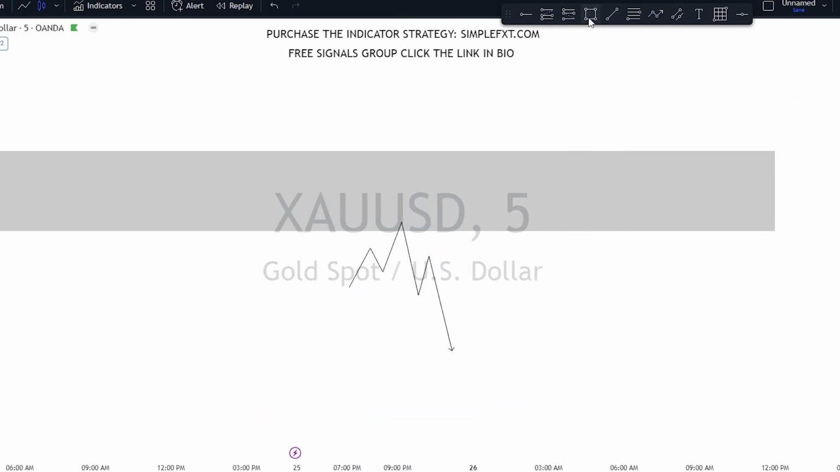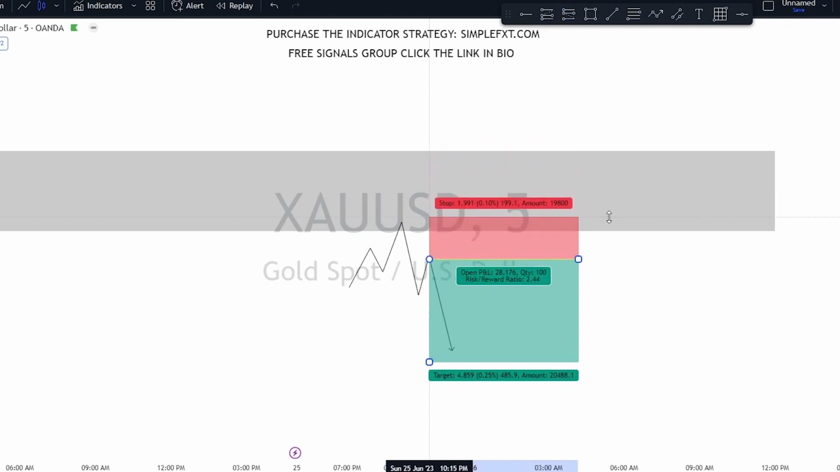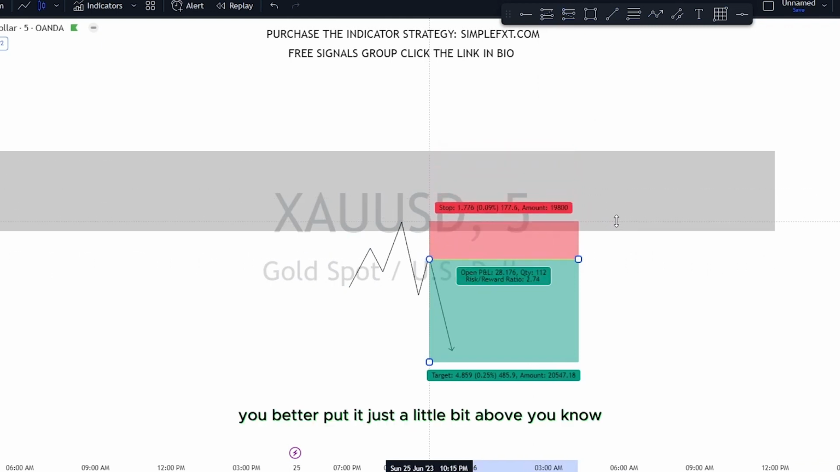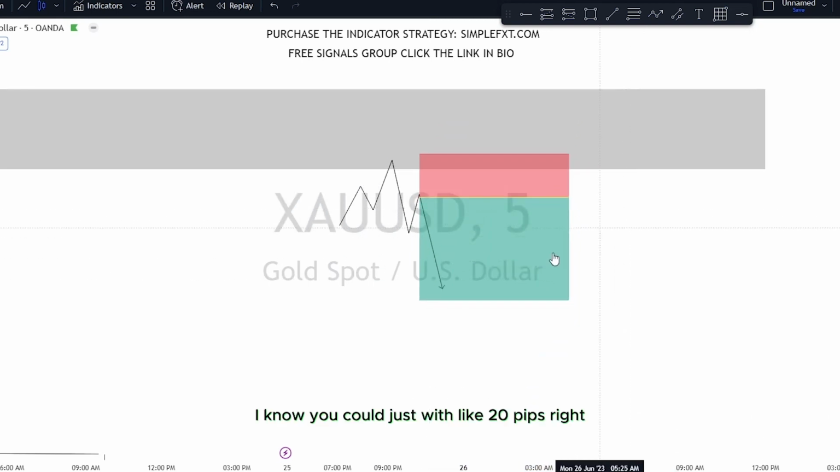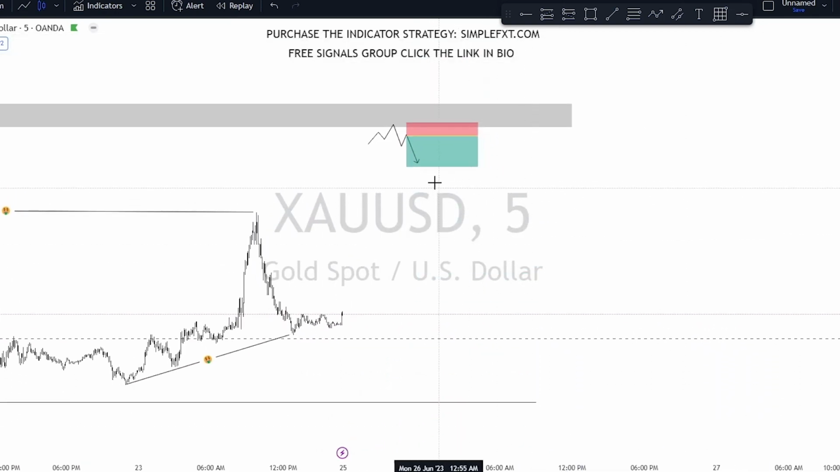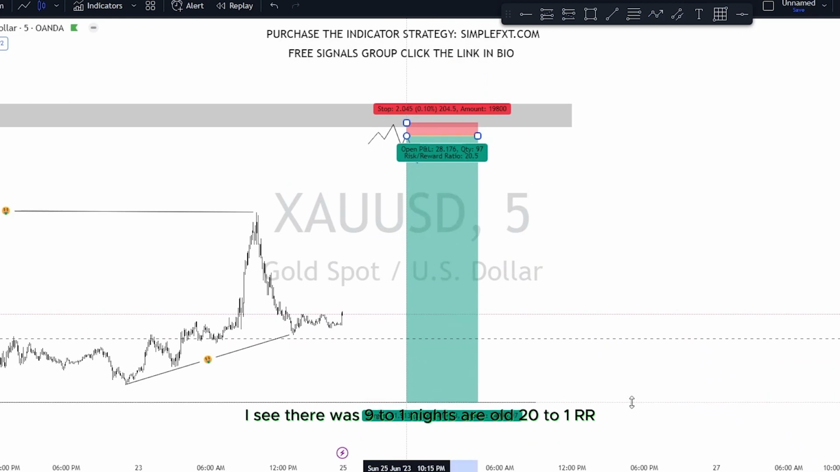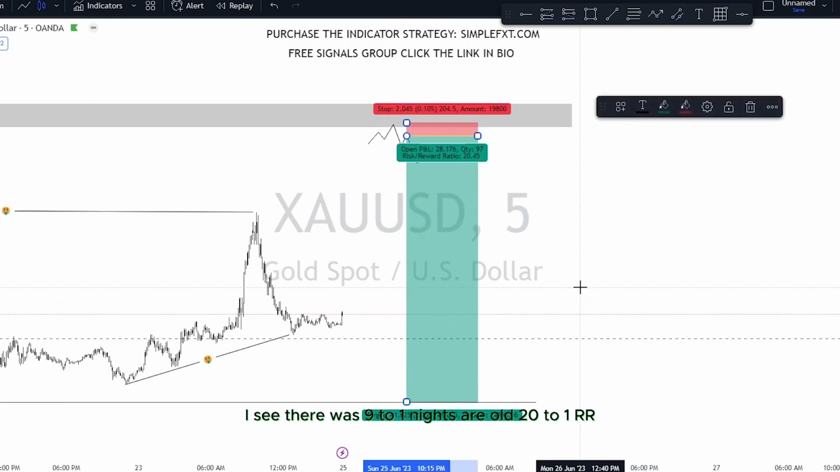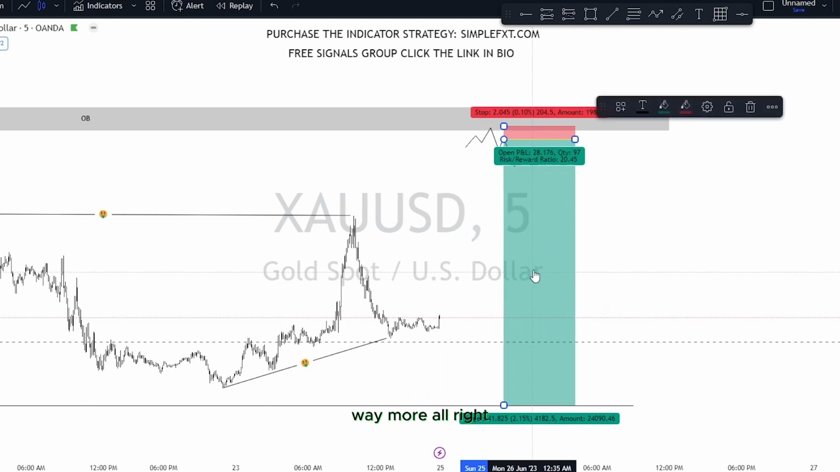So at this point, instead of risking 46 pips, now you could just risk, let's see, we've got to put it just a little bit above, you know. So now you could just risk like 20 pips. And your whole risk to reward just becomes, so it was 9-to-1, now it's a whole 20-to-1 RR. So that's how you refine your trade. You're risking way less to make way more.